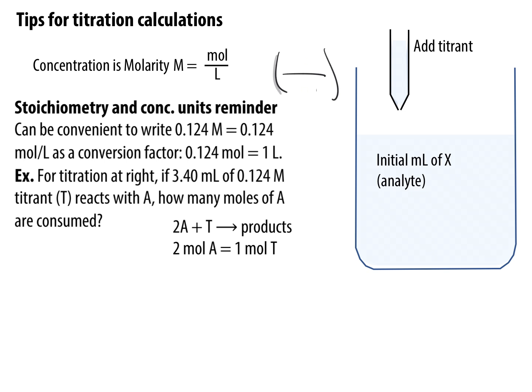And that way we can stack our stoichiometry calculations just like when we do a grams to moles, maybe all the way back to grams type stoichiometry calculation. We might stack several of those steps together into one line. So let's use this as an example. For the titration at right, where you have 3.4 milliliters of 0.124 molar titrant that reacts with A, so how many moles of A are consumed in that process?